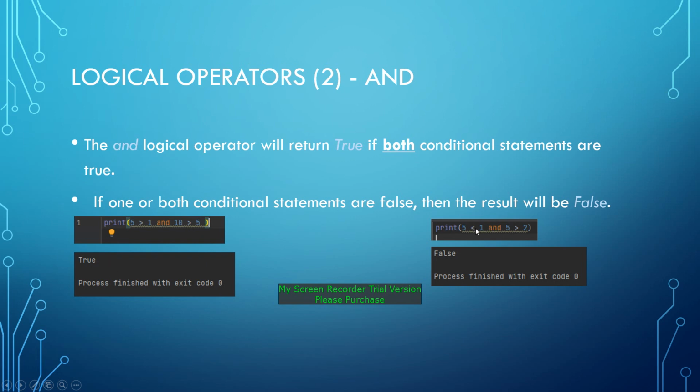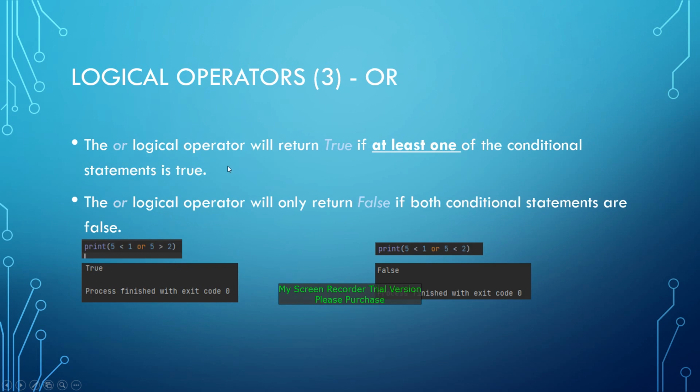On the other hand, if we change the comparison, if we look at 5 being less than 1, this is not true. 5 being greater than 2, that is true. So this first comparison will return a false, but the second comparison will return a true. Thus, our entire bracket using the AND operator will return us a false.